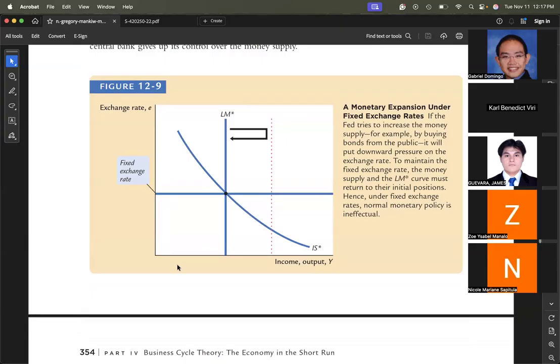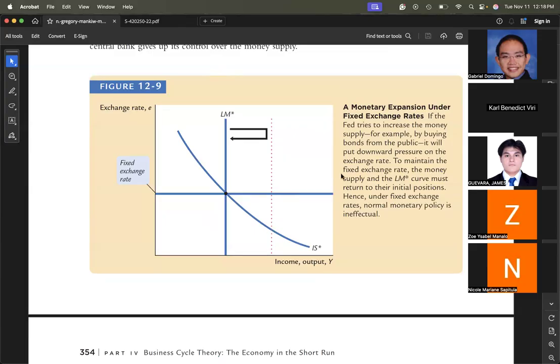This is also, you can see it here in this picture. Okay, so what is this picture? A monetary expansion under fixed exchange rates. Correct? So under a fixed exchange rate, your E is this one. And if your money expanded from here to here, what will happen normally if you allow the exchange rate to adjust? If you move from this LM star to this dashed red line, what would normally happen? The equilibrium E would be lower because the intersection point is down here, right?